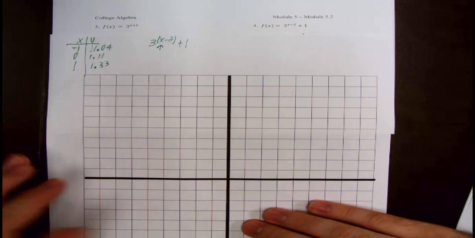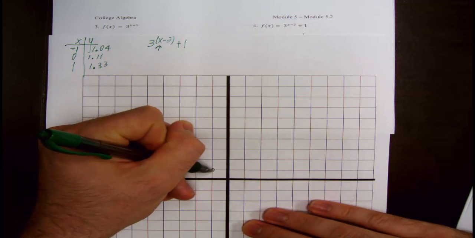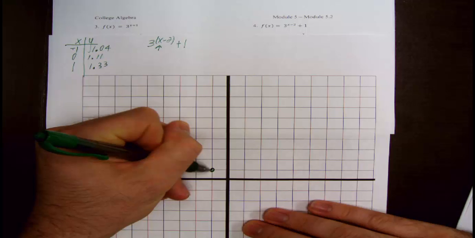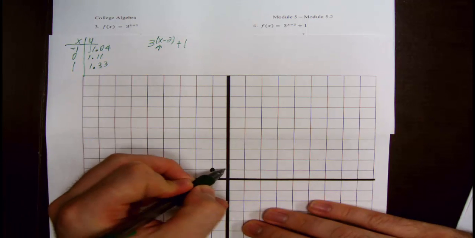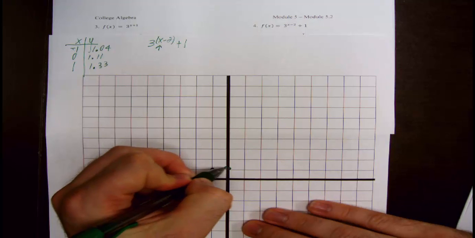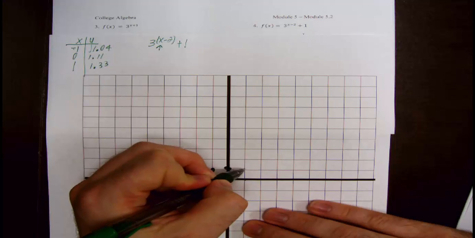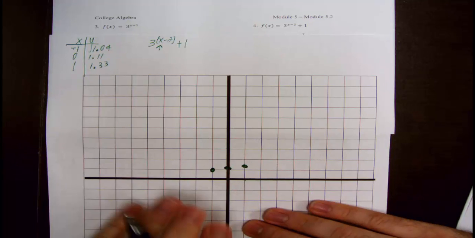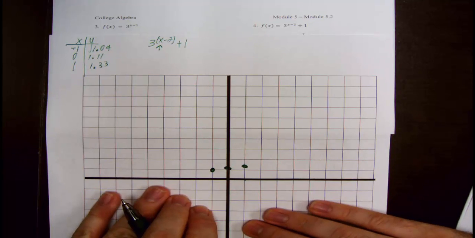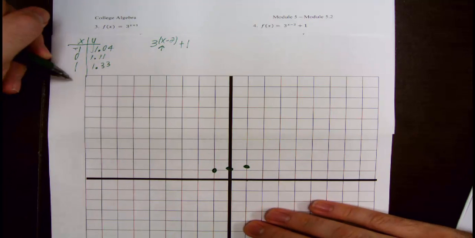So this is negative 1. 1.04 is almost at 1, so I'm just going to put it at 1, 1. Excuse me, negative 1, 1. And then 0 and 1 and a tenth is slightly above 1. And then 1, 1 and a third is slightly above that last point. So I am going to have to choose some more x's because this isn't a clear enough picture for me. I'm going to keep going.